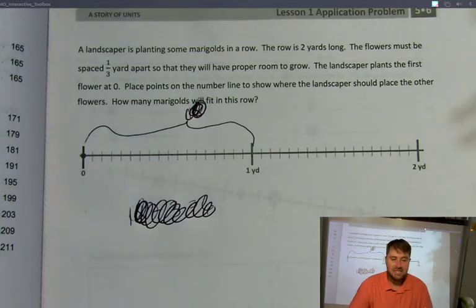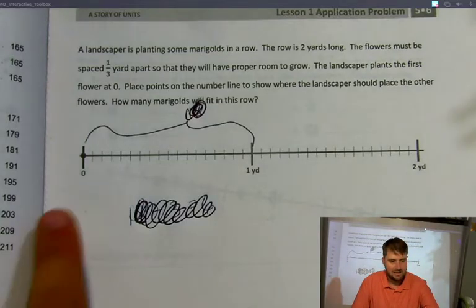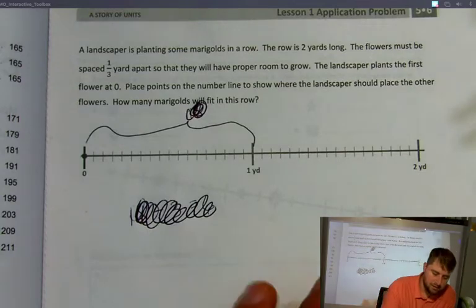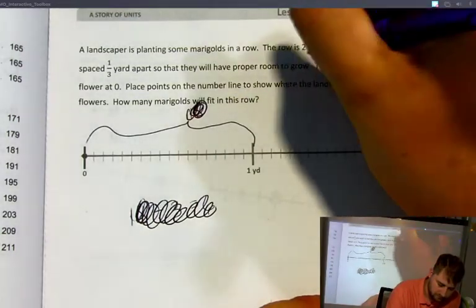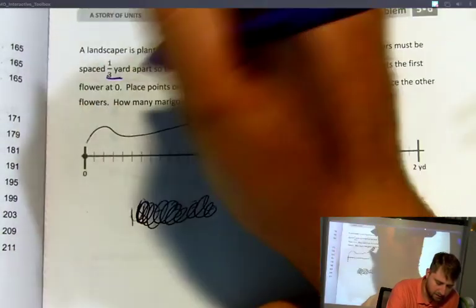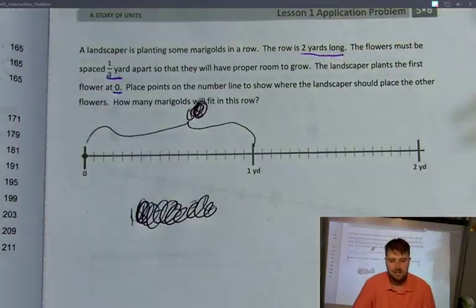The flowers must be spaced 1/3 of a yard apart so that they will have the proper room to grow. The landscaper plants the first flower at 0. Place points on the number line to show where the landscaper should place the other flowers. How many marigolds will fit on the row? So a couple of important things. The row is 2 yards long, and each of them must be 1/3 of a yard apart, and the first flower is at 0.